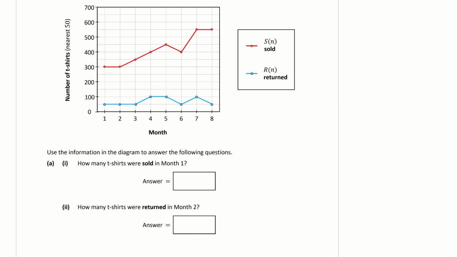Use the information in the diagram to answer the following questions. Part A, part 1, how many t-shirts were sold in month 1? So month 1 is sold, we're looking at the red line here. So we're basically just coming up to my graph, reading it off, which is 300. Part 2, how many t-shirts were returned? Returned are the blue ones. So we're going to go again on month 2 this time, up to the blue line, come across where it hits the axis. So that's 50.